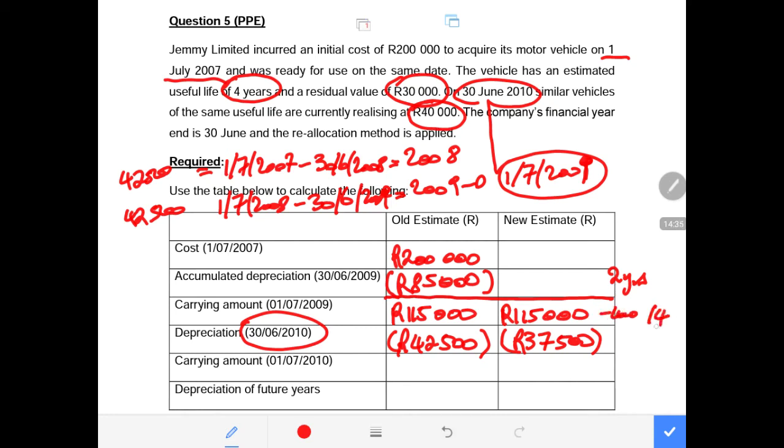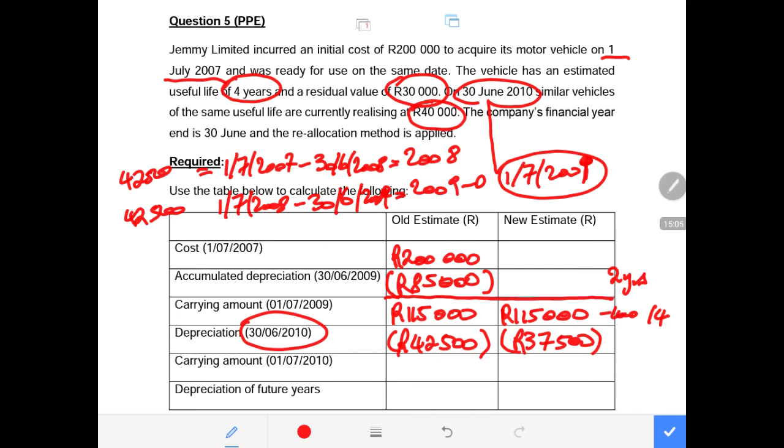We don't divide by 4 because this change in estimate took place after 2 years. So now, if it took place after 2 years, we don't take into account the years that have already passed, we only take into account the remaining useful life under the new estimate. But in the old estimate, we still stick with the total useful life. But you can also use the remaining useful life approach when it comes to that. Now, I hope I'm making myself very clear on that.